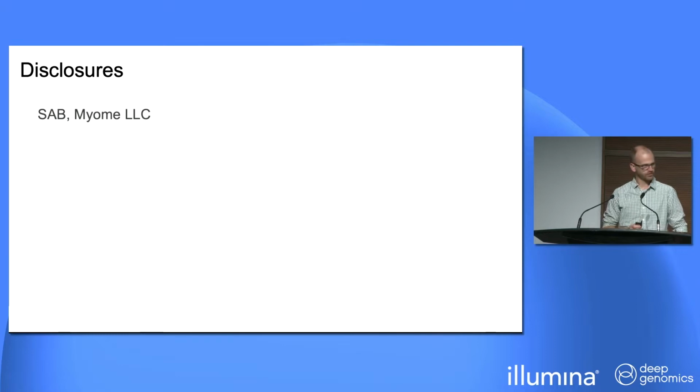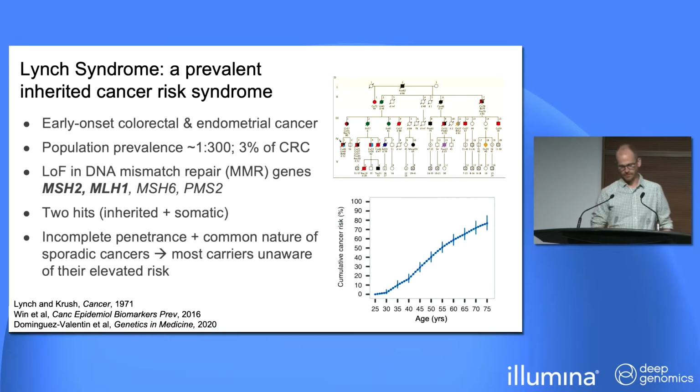So my disclosures. And by way of background, the genes that I'm going to talk about today underlie a condition known as Lynch syndrome. Lynch syndrome is a very prominent and, at least for me getting into this, surprisingly prevalent familial risk syndrome which predisposes to early onset colorectal and endometrial cancers. So it affects around 1 in 300 people and accounts for about 3% of colorectal cancers all told.